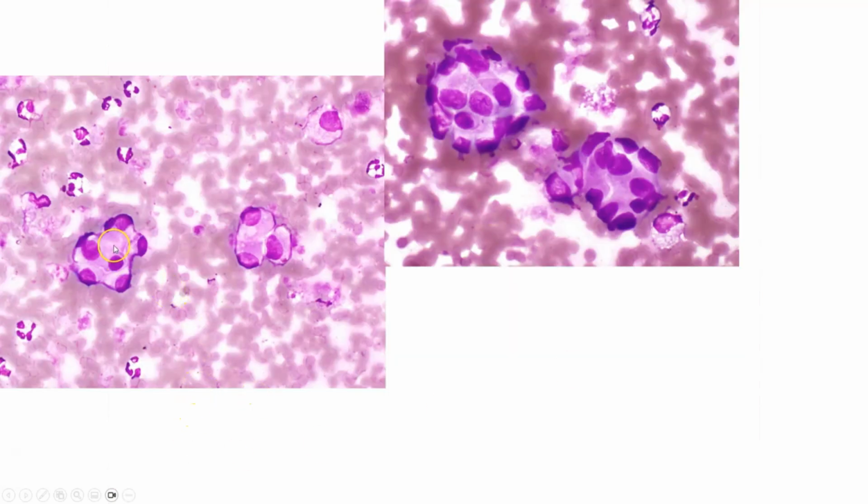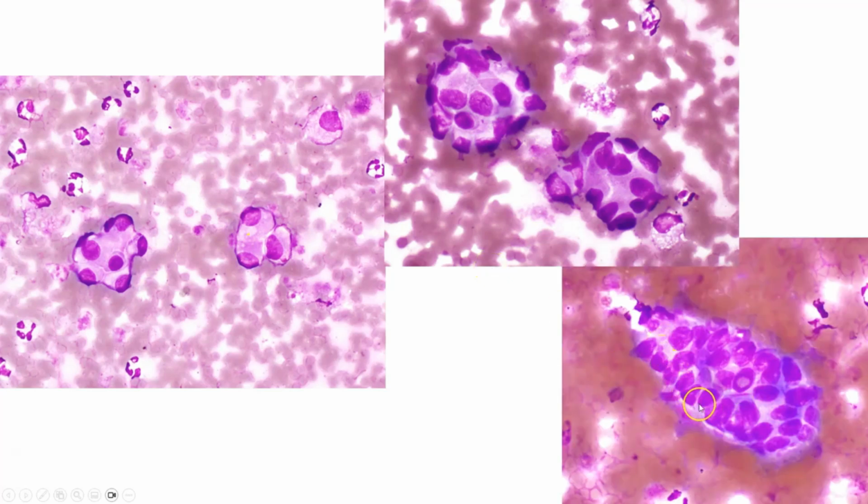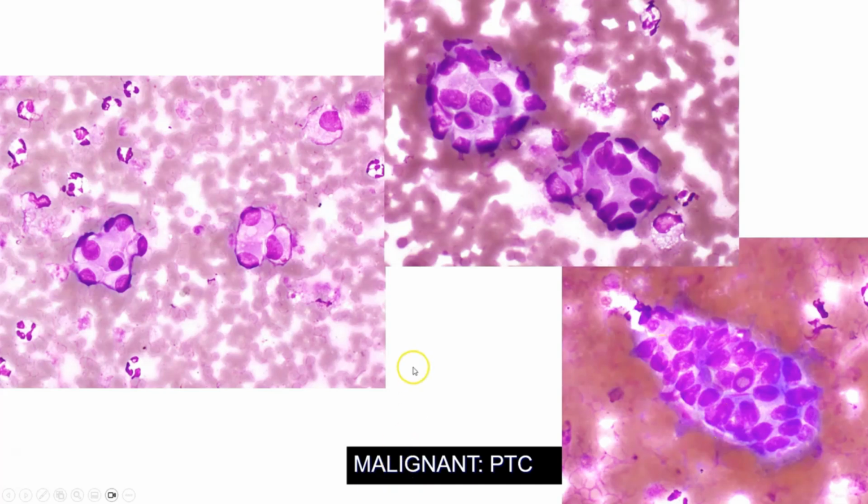Here is another example of a case where there are clusters of cells with quite abundant, fairly dense cytoplasm. So these cells have an oncocytic appearance, but in many other clusters there was more crowding and there were some nuclear inclusions, and this is actually papillary thyroid carcinoma with some oncocytic features.